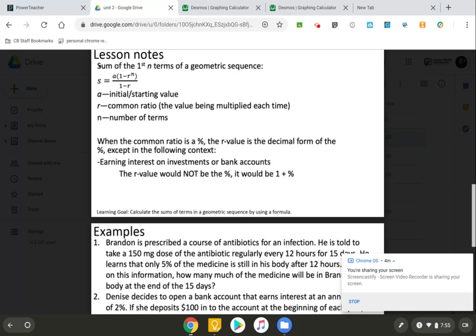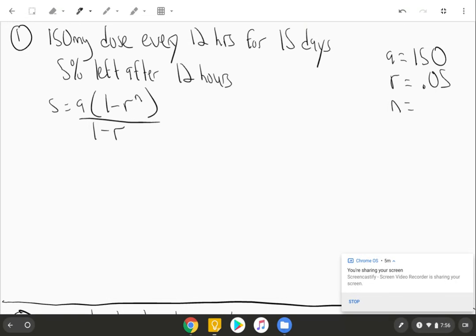And lastly, N is the number of terms. In this case, the number of terms is going to be the number of doses of the medicine that Brandon takes. Now, what we want to be careful of here is that many of you may be inclined to say that N is 15 because he's taking the medicine for 15 days. However, the key in this case is that he's taking a dose every 12 hours for 15 days.